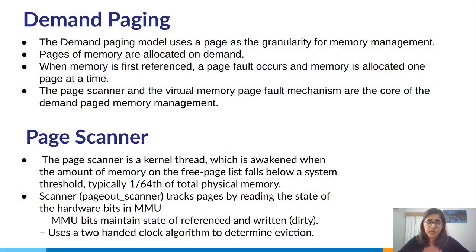Now, talking about demand paging, the demand paging model uses a page as the granularity for memory management. Pages of memory are allocated on demand. When memory is first referenced, a page fault occurs and memory is allocated one page at a time.